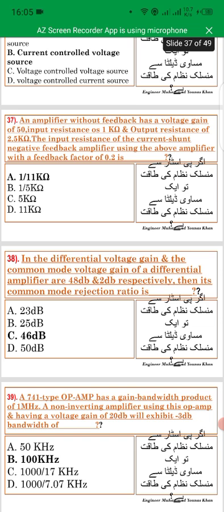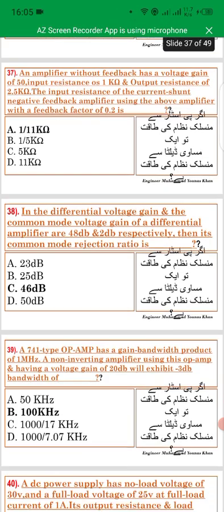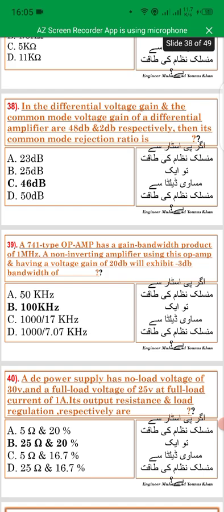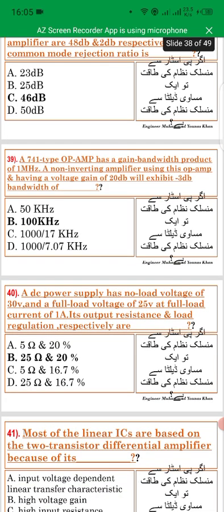The differential voltage gain and the common mode voltage gain of a differential amplifier are 40 decibels and 2 decibels respectively. Then its common mode rejection ratio is 38 decibels. An op-amp has a gain bandwidth product of 1 MHz. A non-inverting amplifier using this op-amp and having voltage gain of 20 decibels will exhibit a 3 decibel bandwidth of 100 kHz.